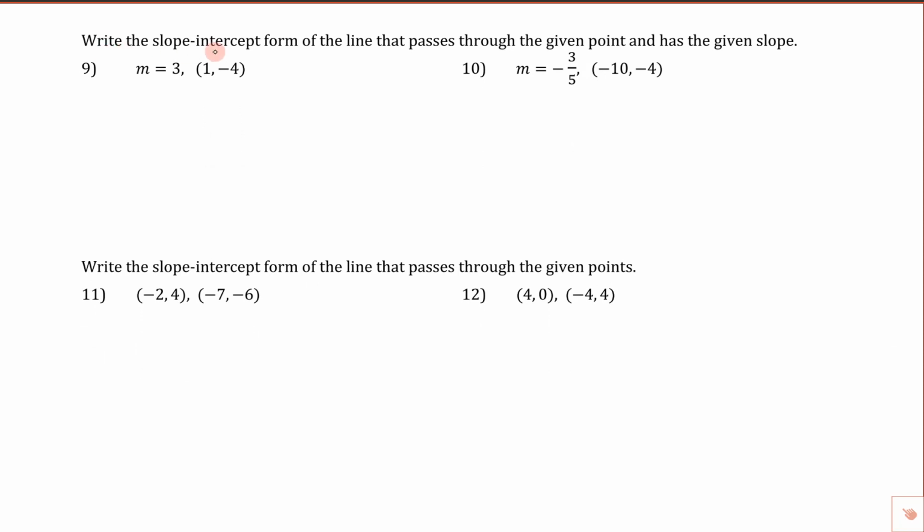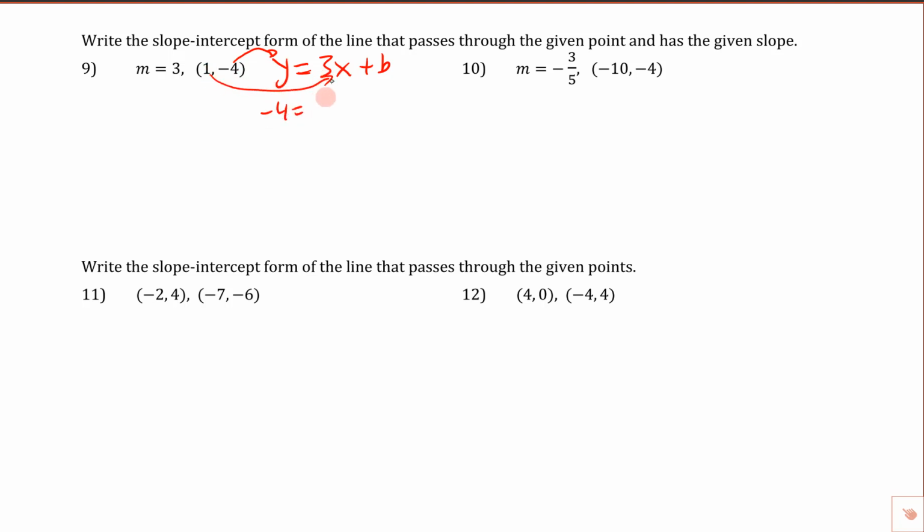This is the slope-intercept form of the line that passes through the given point and has the given slope. Again, like I did before, this one has the slope, so they've given us a huge piece of information, a huge head start on this one, because they said the slope is 3. They didn't give us the y-intercept, but they did give us these points that we can plug in. So that's going to get plugged in here. That's going to get plugged in there.